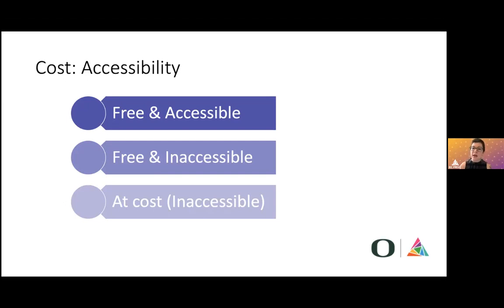But some measures that are not at cost are still not quite accessible in that same way. So sometimes you may need to create an account with the developer or the publisher. Sometimes you may need to fill out a contact form, or the measure may only be available within a research article and you may need to reach out to the developer directly. And then of course, if a measure is at cost, it's considered inaccessible.